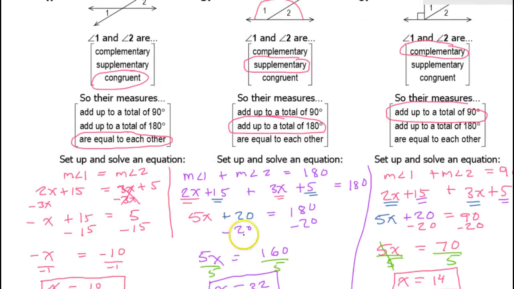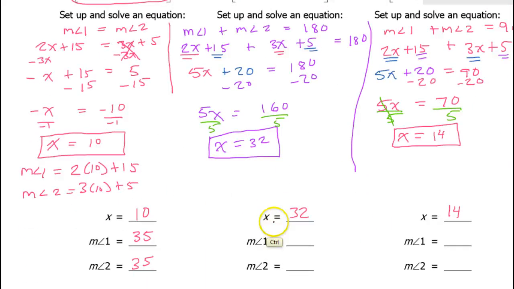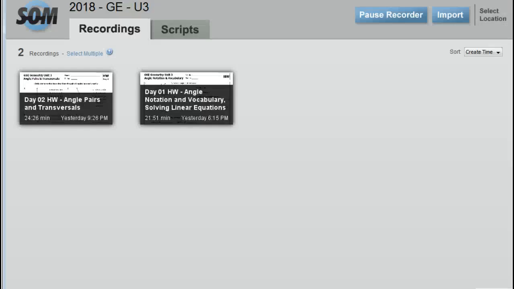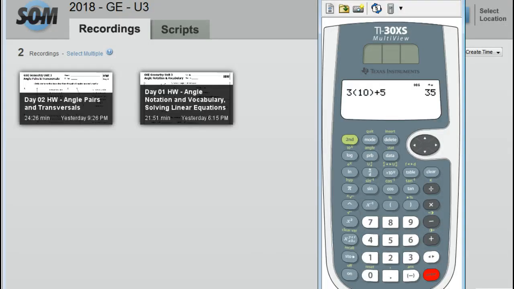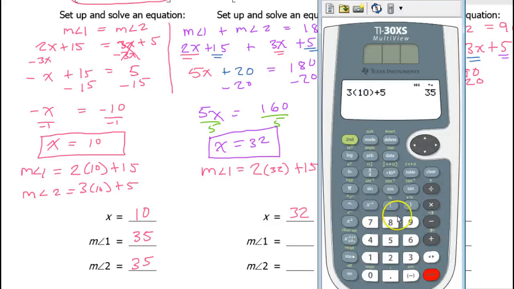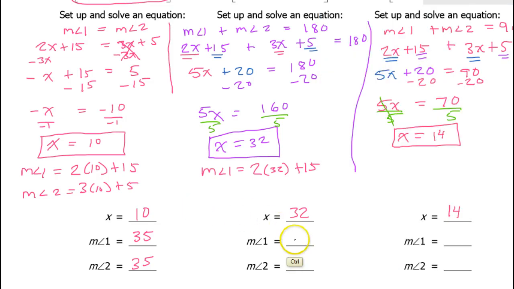Now for problem number 5, x is 32. Again, the measure of angle 1 was 2x plus 15. So this is going to be 2 times 32 plus 15. So that is 79.